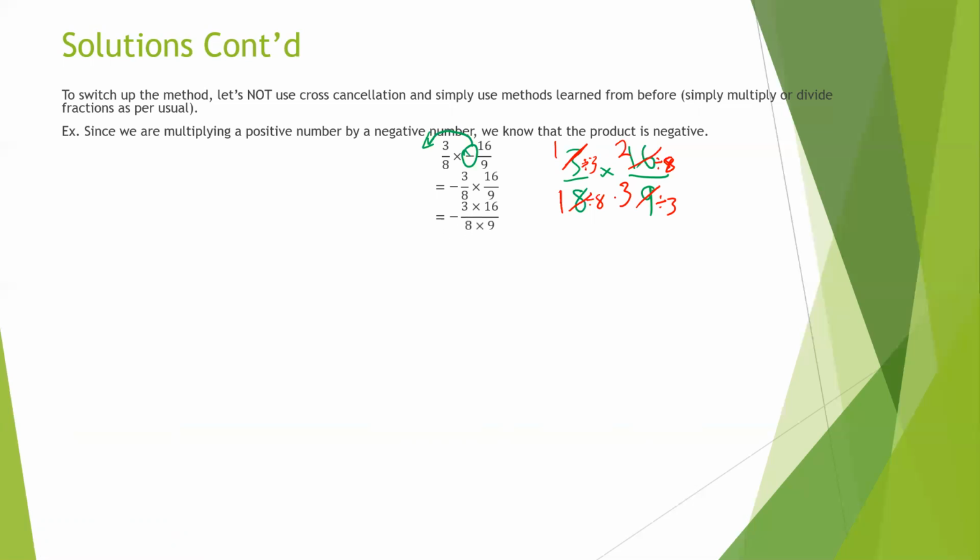1 over 1. So I'm just going to show you two different ways. 1 over 1 times 2 over 3. And obviously 1 over 1 times 2 over 3 becomes 2 over 3, right? I simply just multiply across.